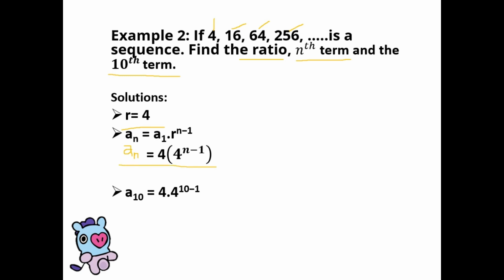And then we make use of this formula to solve for the 10th term. Therefore, a sub 10 is equal to 4 as the first term times 4 to the power of 10 minus 1, because we're looking for the 10th term. That's why 10 is the value of n. And we now operate this one using your calculator, or you can do mental mathematics, but I doubt if you could do that. In simplifying that, that's 1,048,576 for our final answer.